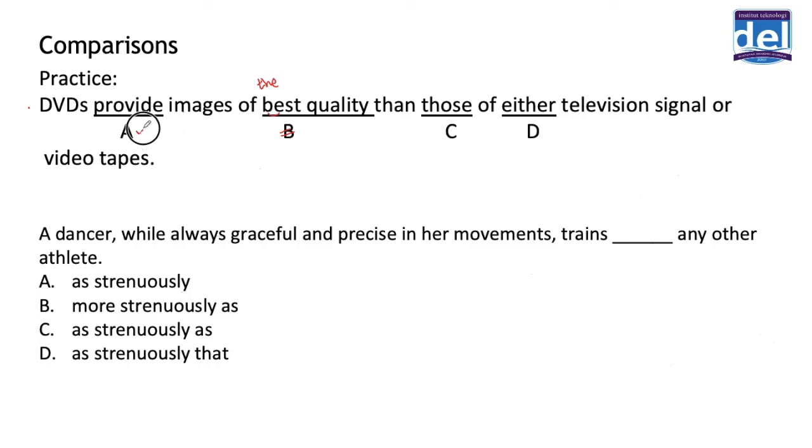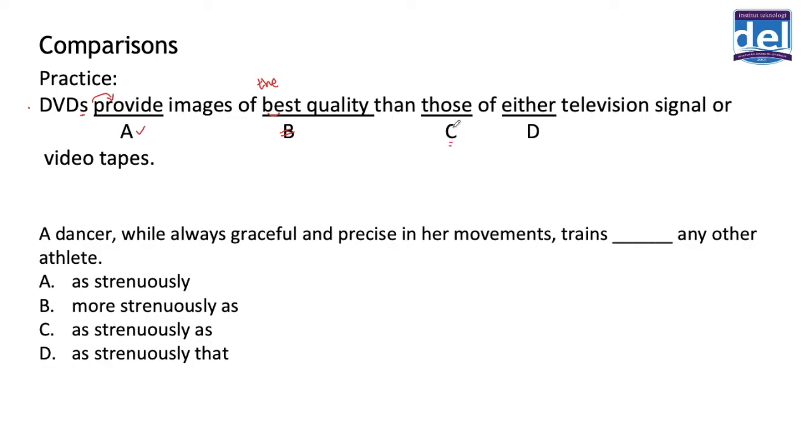A is correct because the subject is DVDs. C, plural, more than one. And the verb is plural also. So it's correct. We know about B. And C is correct. This is the thing that I just mentioned earlier.